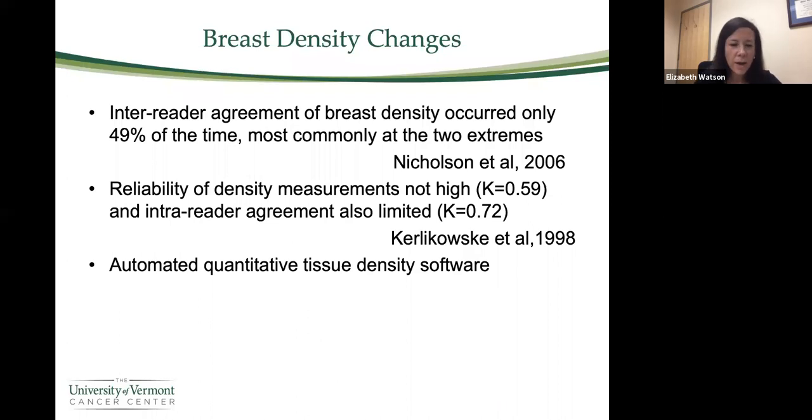Because of that normal human variability that we tend to see, various companies have come out with automated quantitative tissue density software. So these are computer programs that actually look at the mammogram themselves and assign a density based on their computer algorithm. And so we actually do use that now in our breast center to iron out some of that subjectivity that tends to occur in those second and third categories.